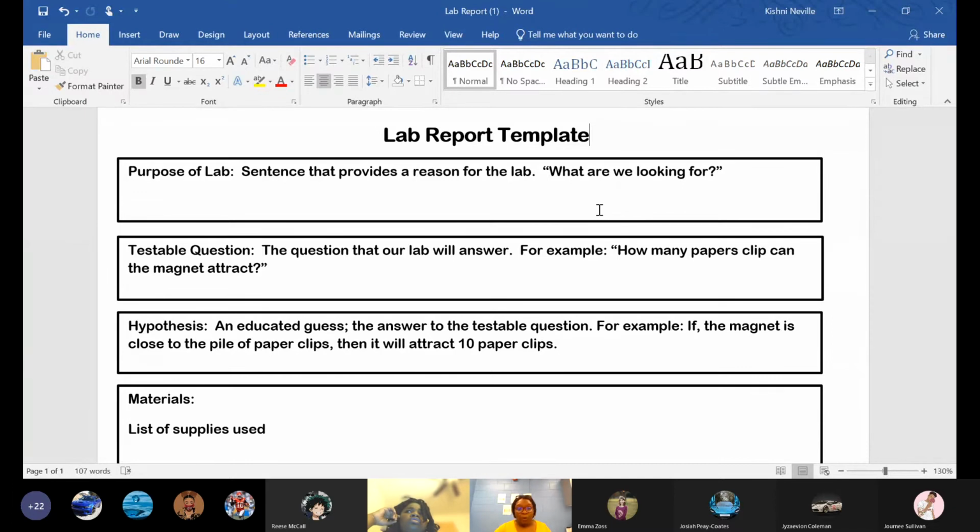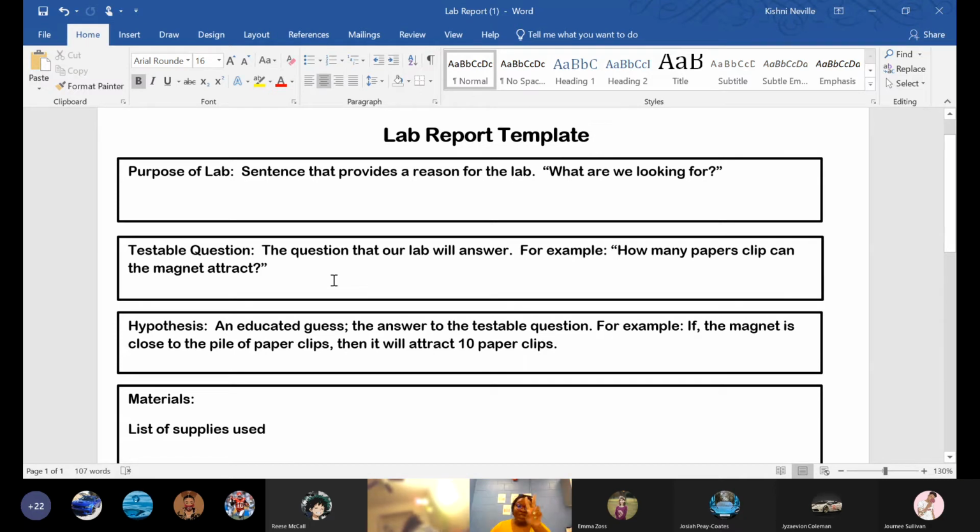And when we look at this lab report, we see the purpose of a lab. This is the first part of our lab. And this is a sentence that you write that basically tells why you did the lab. What were you looking for? Okay, so that's the question we're really trying to answer when we write the purpose of our lab. It's usually no more than 1 to 2 sentences.